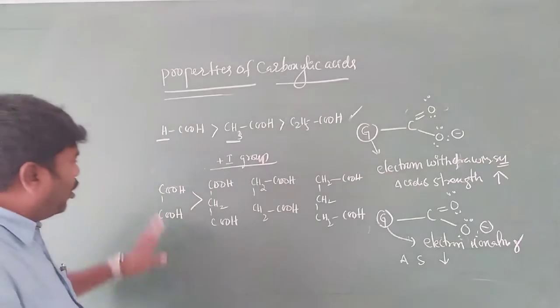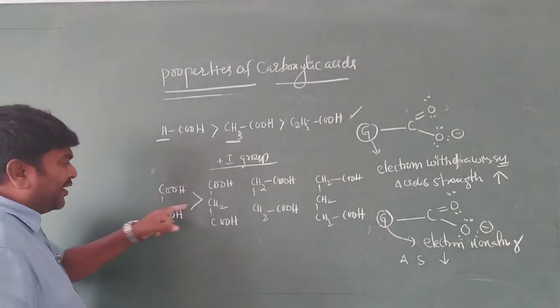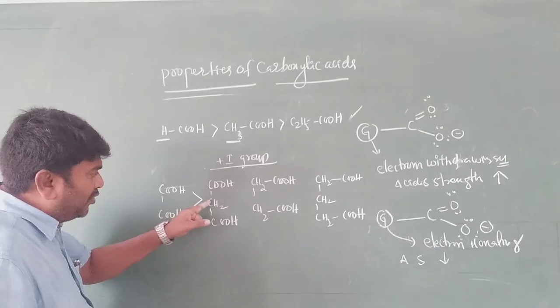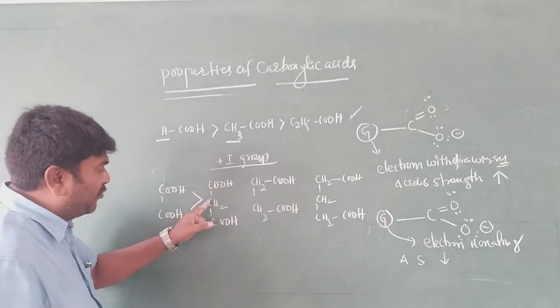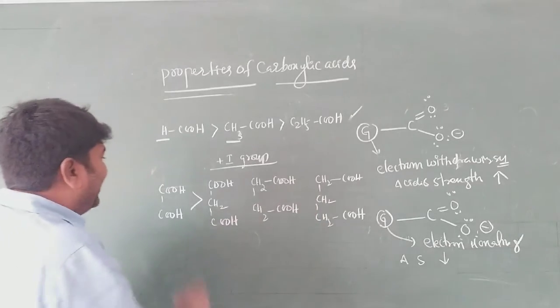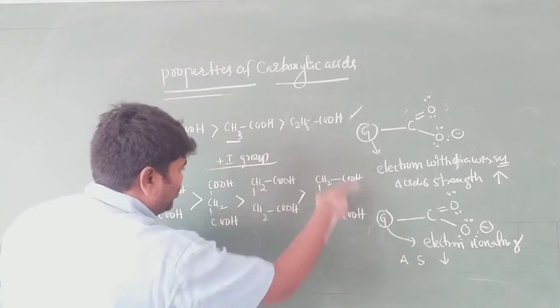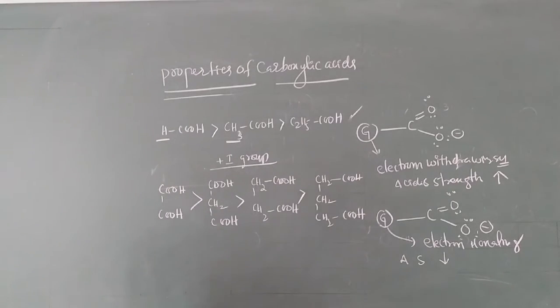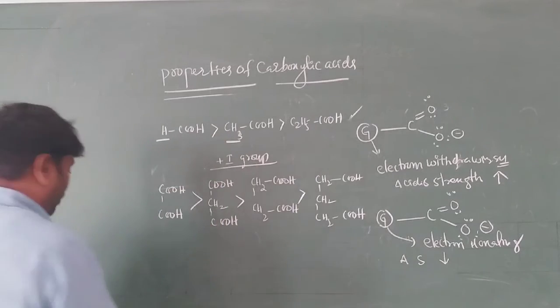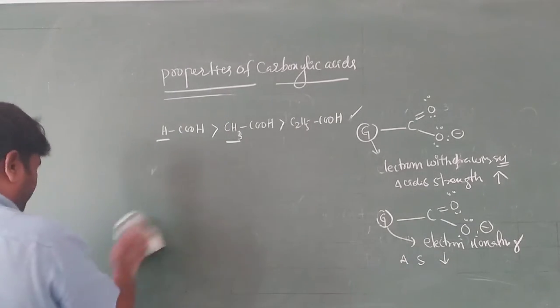All the compounds are dicarboxylic acids, but the CH2 groups are electron donating groups. Here one carbon, here two carbons, here three carbons are there. That's why this is more acidic than the others. So this is the carboxylic acid strength in the presence of positive I effect groups. Suppose negative I effect groups are there, what happens here?